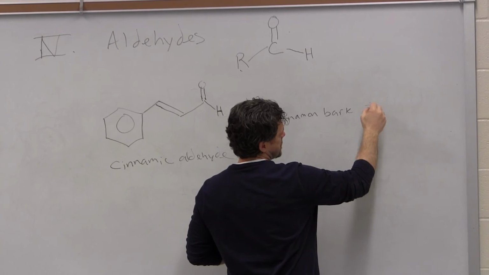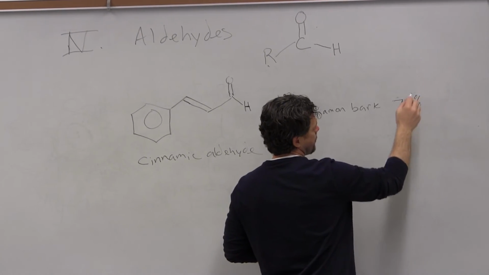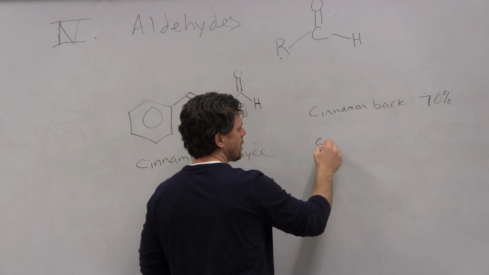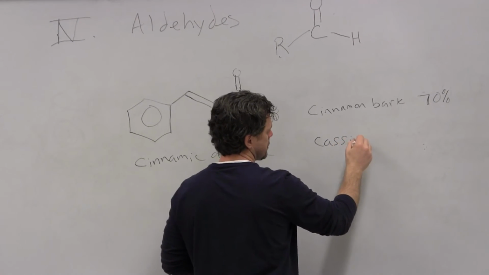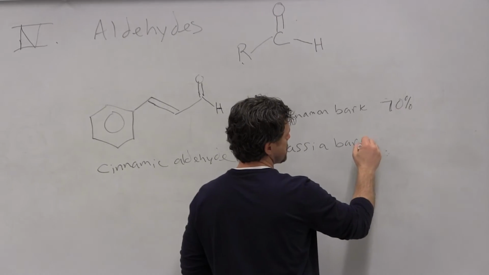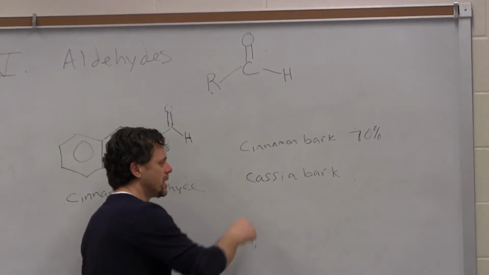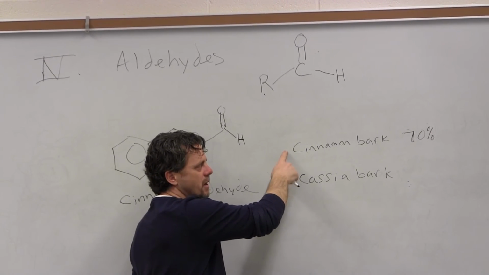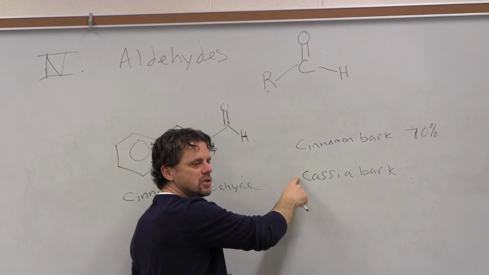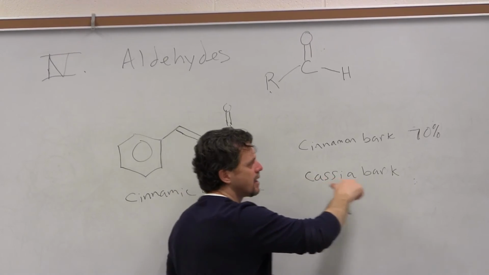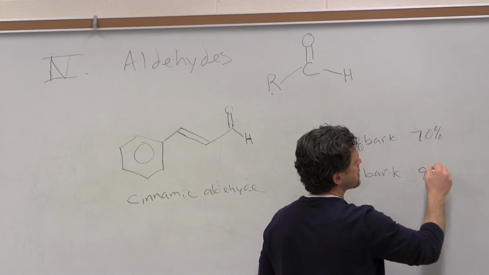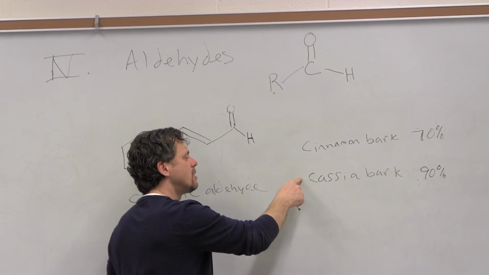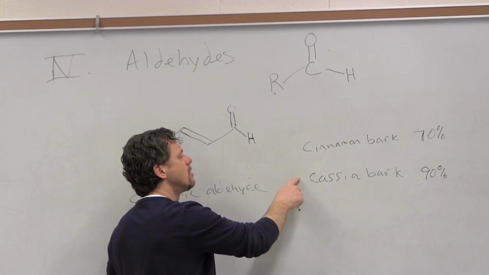At about 70%, let's say. It's also found in a related product called cassia bark. It's a different tree, different species, much cheaper than true cinnamon. This is an expensive oil in the hundreds of dollars per kilo. This is relatively cheap, maybe 20 bucks a kilo, something like that. And it could be up to 90% cinnamic aldehyde. It's a less fine, harsher odor than the cinnamon bark.